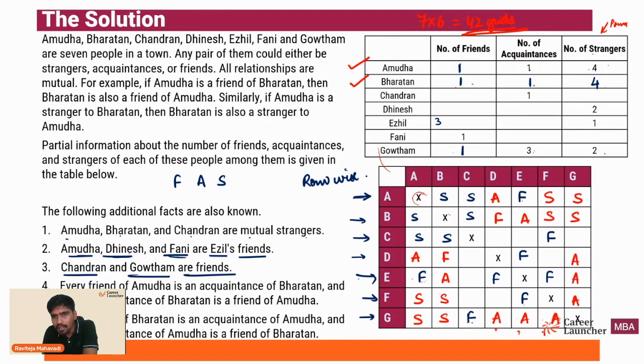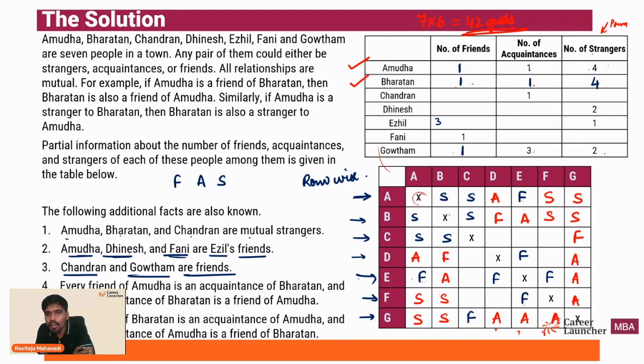And G has a friendship with C. That has to be put over here. C doesn't have a friendship with F. C has a friendship with G. Okay, so these are the things that we already have.